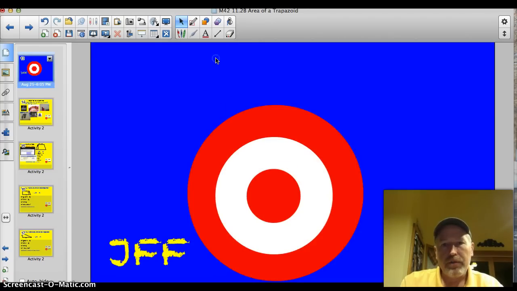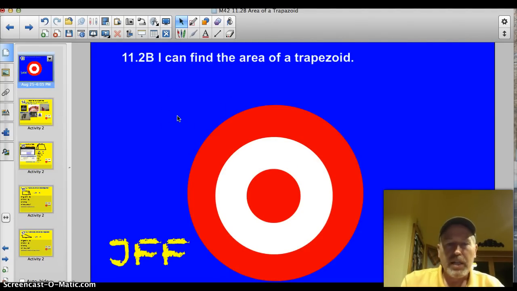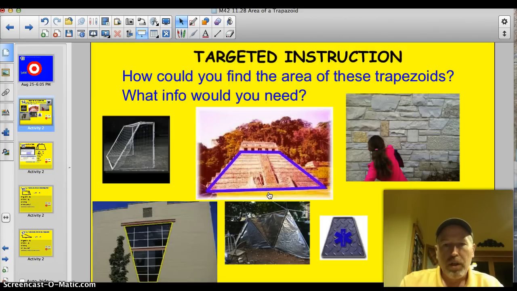All right, the official target for today is 11.2b. I can find the area of a trapezoid. Let's do this thing and get the business. How could you find the area of these trapezoids? What information would you need to know?